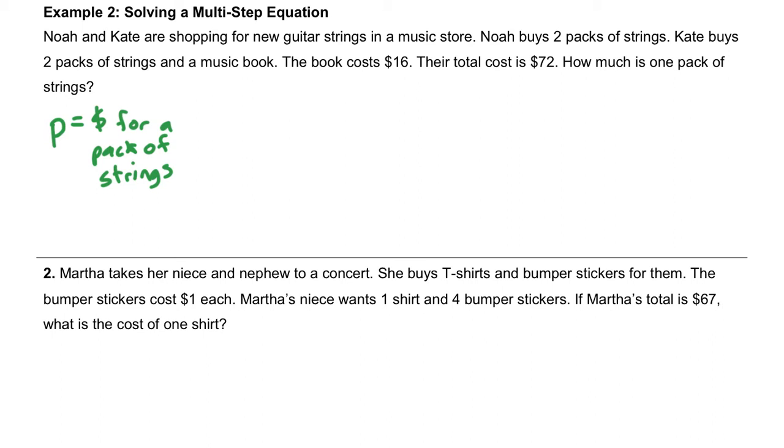So we're going to compare 2 expressions, or an expression and a value. So their total cost is $72. We're going to have an expression that represents that total cost. So Noah buys 2 packs of strings. So 2 packs of strings at P dollars per pack is going to be 2 times P. Plus, Kate also buys 2 packs of strings. So that's another 2P, 2 times the price per pack of string, plus 1 book that costs $16. So that's our total. Our total is equal to $72.